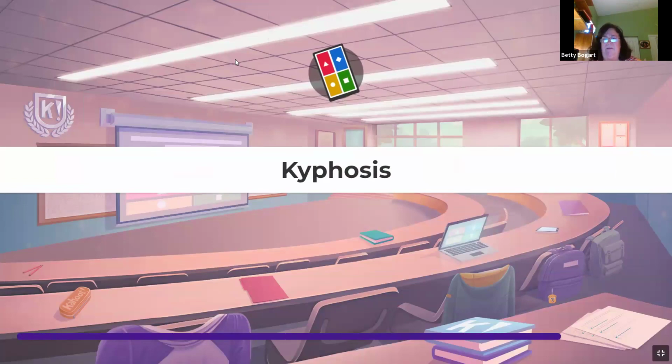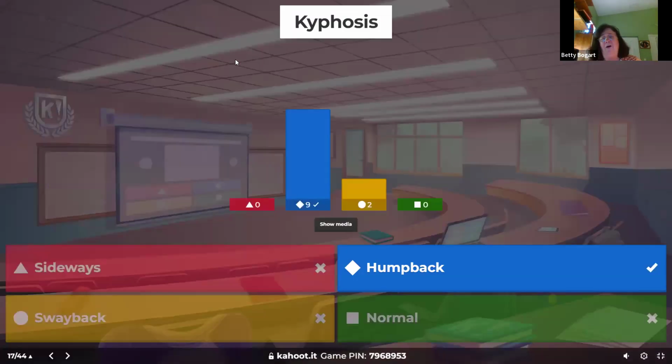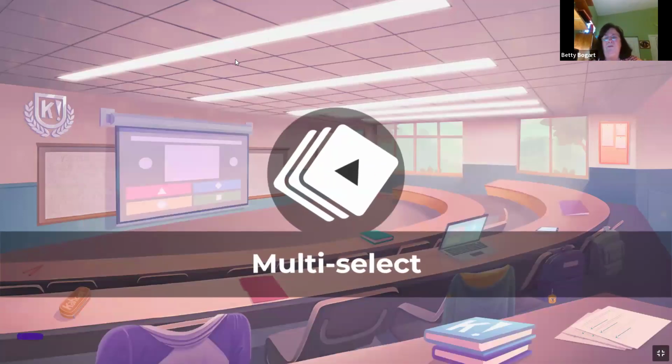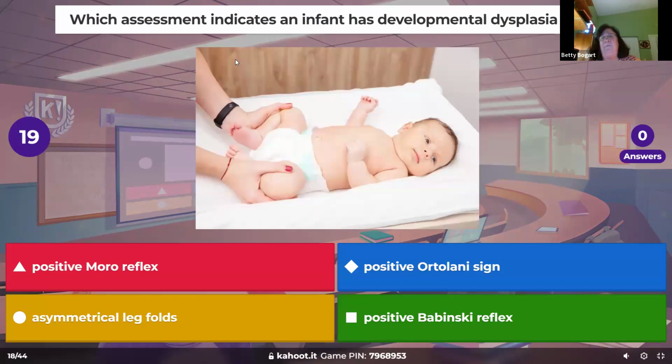Kyphosis, which one is that? When I think of kyphosis, I think of older people. I'm not that old yet. It's a humpback. A multi-select. What assessment indicates an infant has developmental dysplasia of the hip? What do you see?